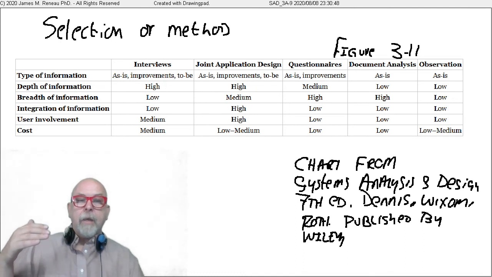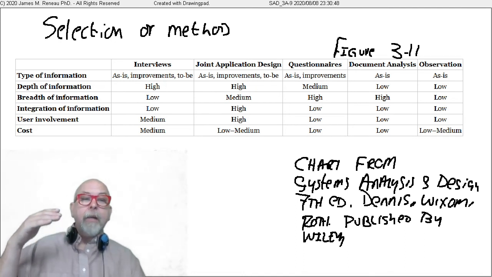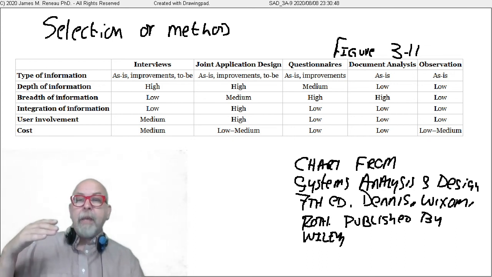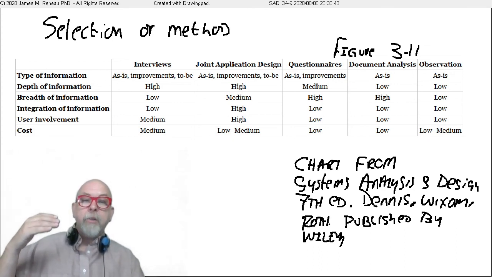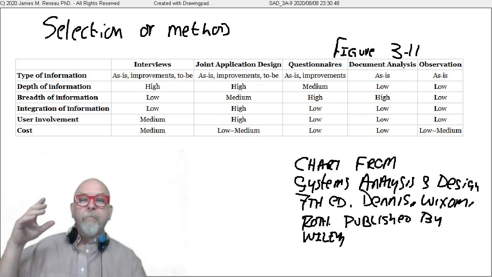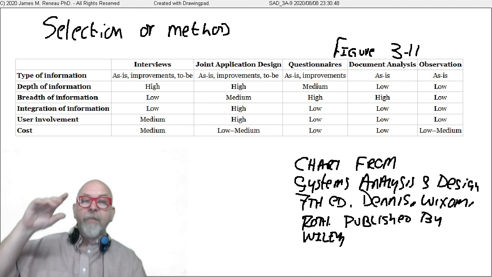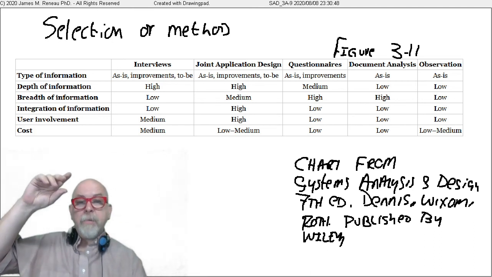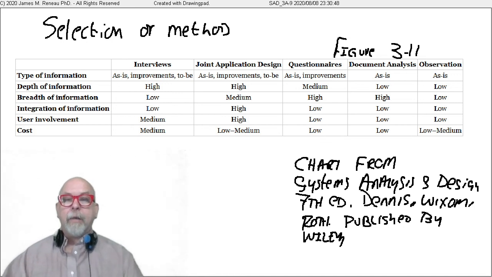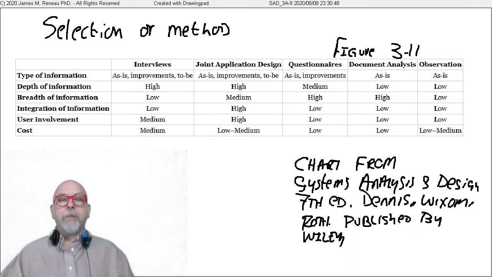Observation again. Now they say that observation is low in breadth, depth, integration, user involvement, and low to medium in cost. And it's all about the as-is system. But if observation is tied into document analysis, is tied into interviews, all kind of at the same time, you can get a lot of really great information that way.